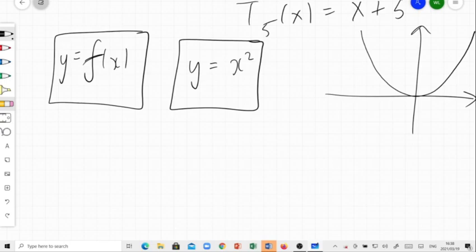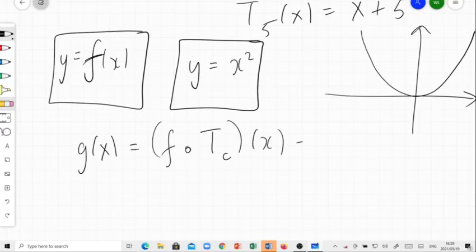Now, let's actually make a new function, g of x. And what we're going to do here is chain f with the translation function. Okay? So in this case, remember, this guy goes first. So whatever you feed x, it adds c onto it. So I get x plus c, and then you feed it into f.